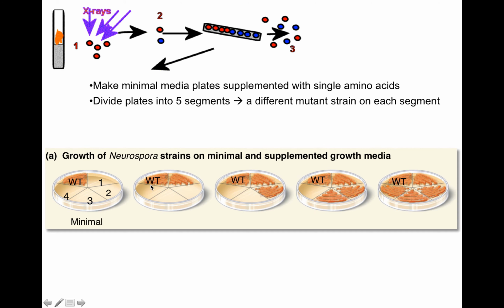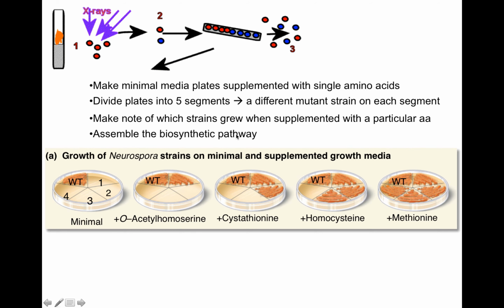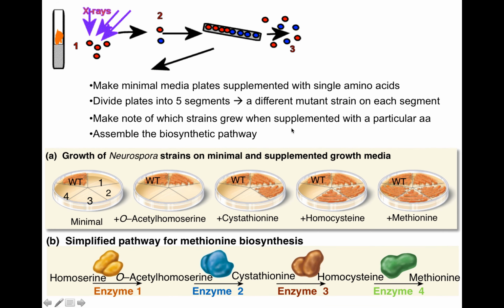These plates have been supplemented with different precursors in the amino acid biosynthetic pathway that's going to produce methionine. So they added acetylhomoserine, cystathionine, homocysteine, and finally methionine itself to each of these plates differently, not all together, but each one of these plates had a different supplement. They made note of which strains grew when supplemented with a particular amino acid or precursor, and then they assembled the biosynthetic pathway. So they came up with this very simple pathway for methionine biosynthesis.